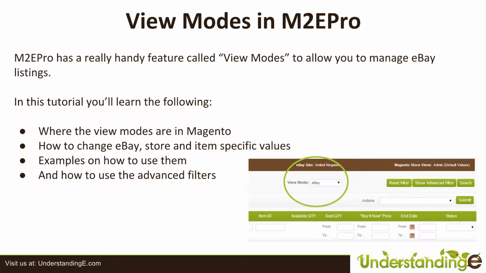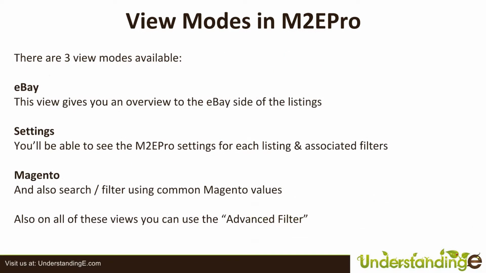Then we're going to look at how we can change the eBay, store and item specific values, and also how to use the advanced filters that come with the view modes. That's right. Now Dave, there's 3 different types of view modes in Magento, isn't there? Can you just give us a quick rundown?